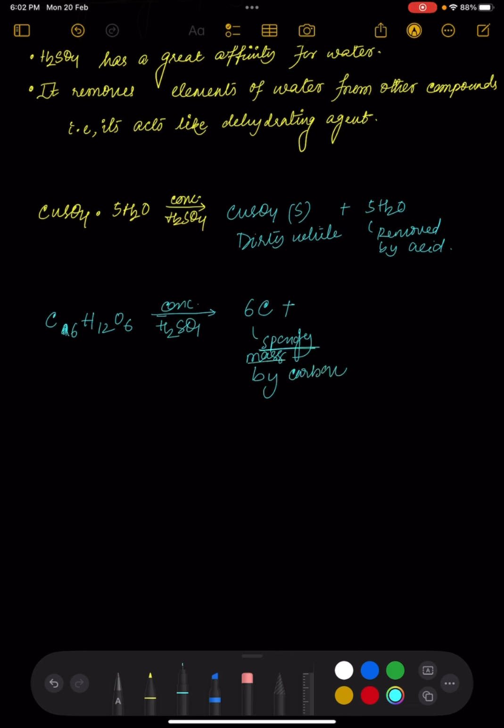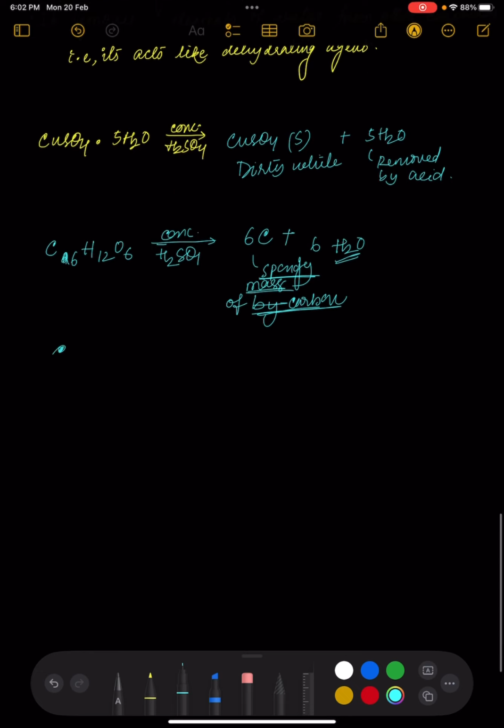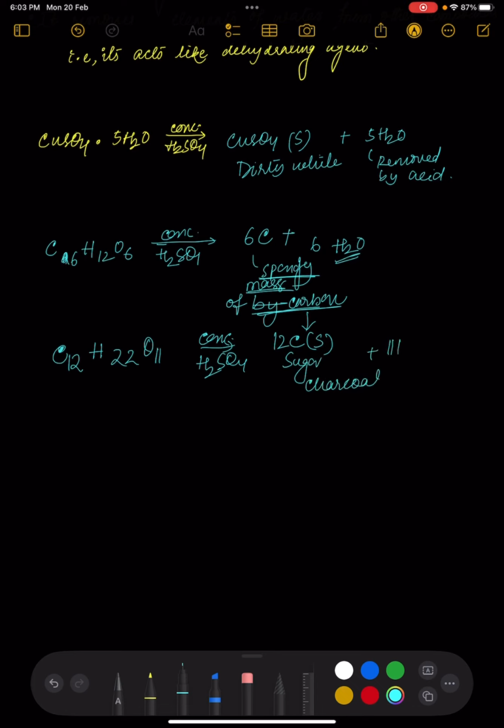So here the spongy mass of carbon and water is removed by the acid. And again, if we take the example of sugarcane sugar, C12H22O11 reacted with concentrated H2SO4, it will give 12C, that is a spongy mass again, and we call it sugar charcoal, and it gives 11H2O, which is removed by the acid.